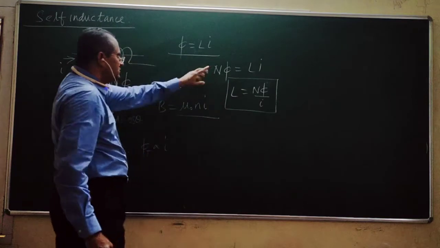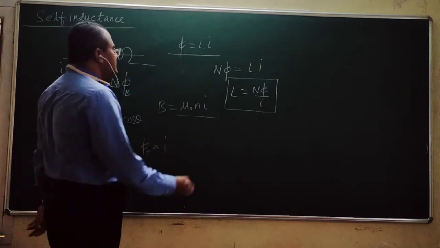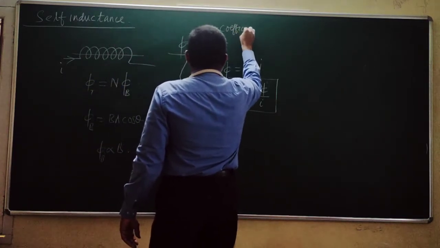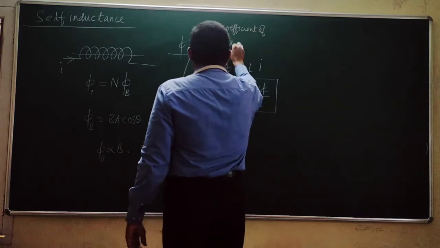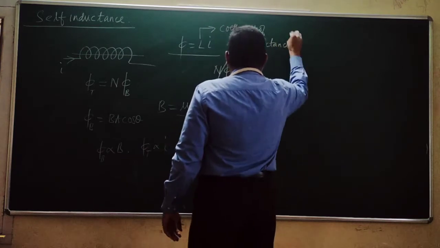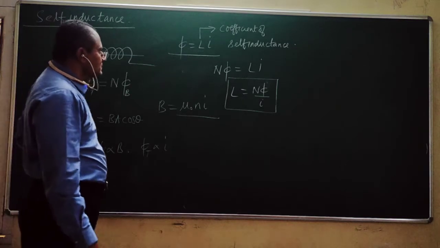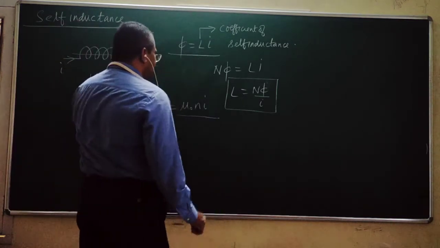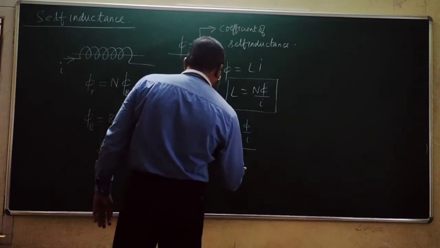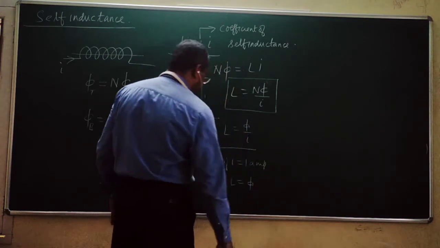I have told you how phi is directly proportional to I. Remove the proportionality and introduce a constant. That constant L, I call it the coefficient of self-inductance. Okay? Coefficient of self-inductance. Now we can also define this. L is equal to phi by I. If I is equal to 1 amp, then L is equal to phi.